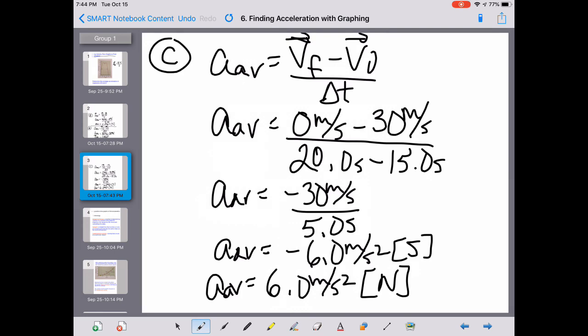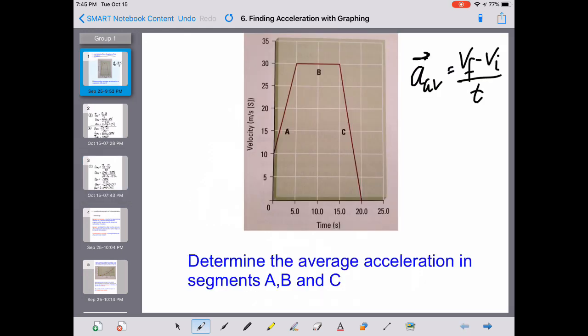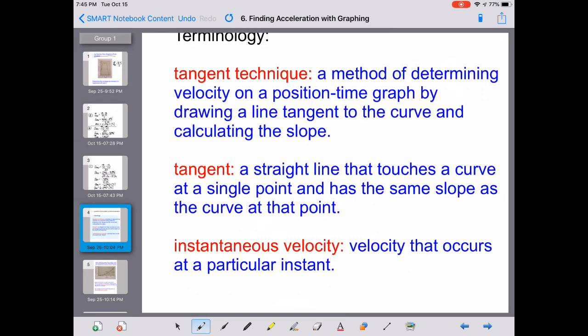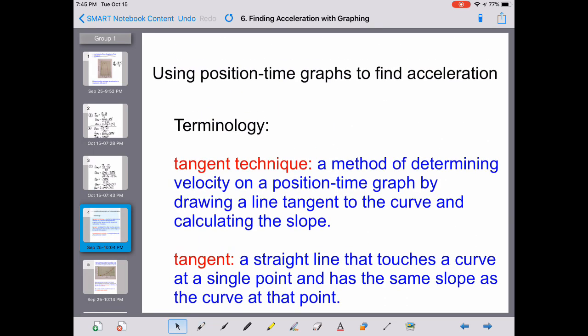So that gives you an idea of how to calculate average acceleration, calculating each of the slopes. Okay, so this is going to let us jump into the next part. And the next part is using position time graphs to find acceleration.